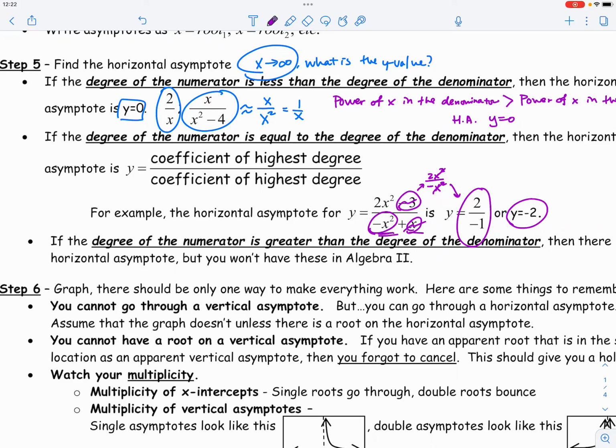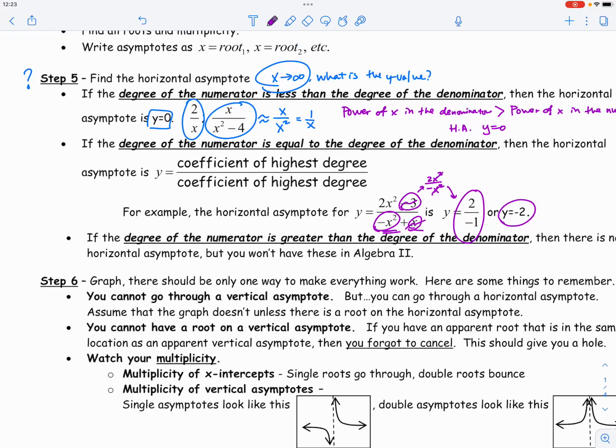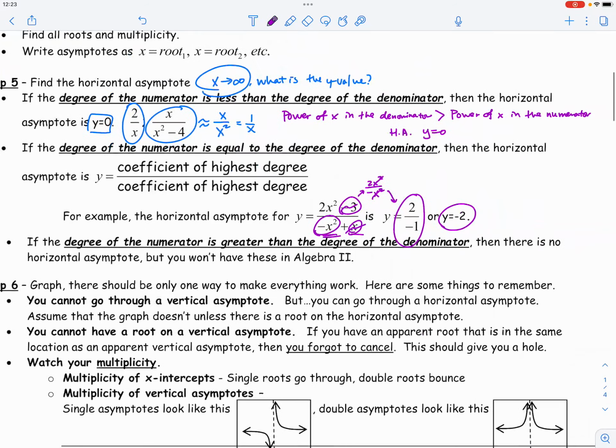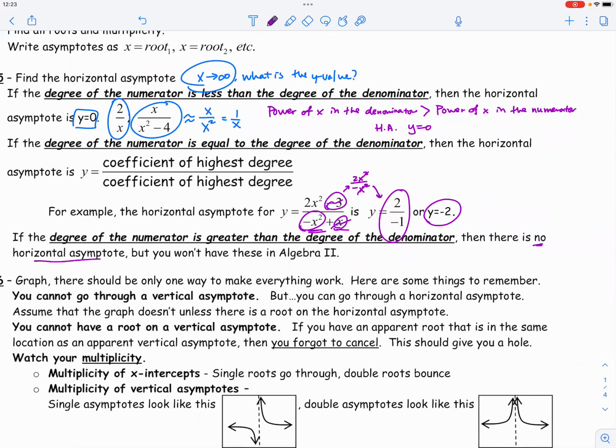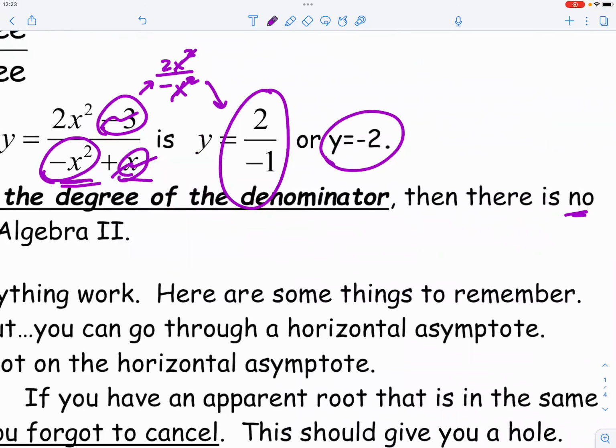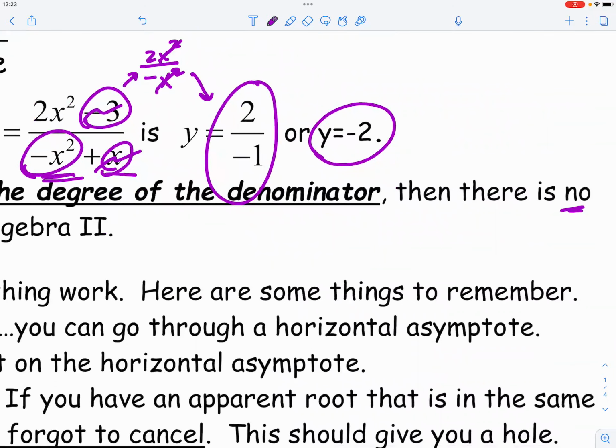And now what happens when the power in the numerator is greater? Well, if that's the case, technically the horizontal asymptote is going to be y equals infinity, which is way up there, and you're not going to see it. So we would just go ahead and say no horizontal asymptotes, because it's so far away, like in space, that kind of far away.